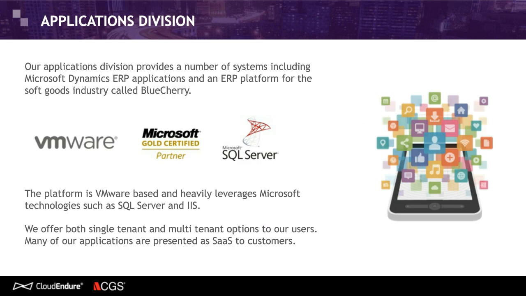I want to speak a little bit about one of our divisions here at CGS. It's our Application Solutions division, and this is really where our journey with CloudEndure and AWS started. Our Application Solutions division has a product called Blue Cherry. Blue Cherry is an ERP product used by the software and apparel industry, mostly throughout soft goods. The product is based on Microsoft technologies, .NET, SQL, IIS, very traditional types of technologies. And we've been offering this product since around 2000.